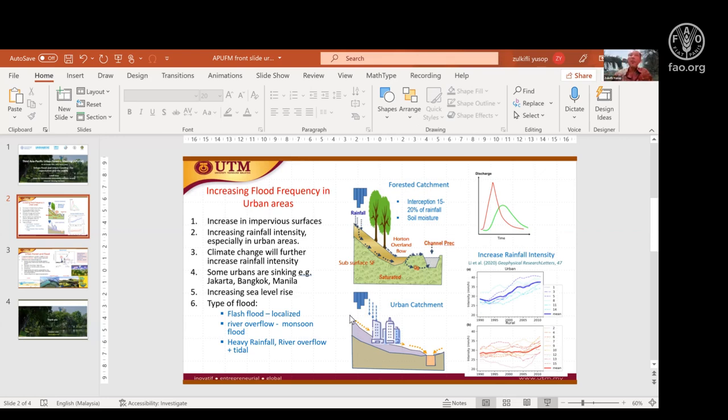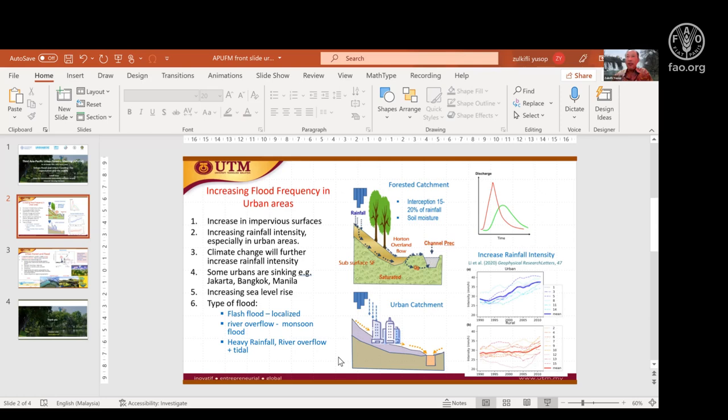If you look at the setup between the forested catchment and urban catchment, if you have a forested catchment and you have rain, most of the water is infiltrated into the soil, and then it reaches the stream through subsurface storm flow. A significant portion of the rainfall, about 15 to 20% in the natural tropical forest, is intercepted by the canopy, and there is very little overland flow, or Hortonian overland flow, which is normally less than 1%, occurring near the stream where the soil is saturated.